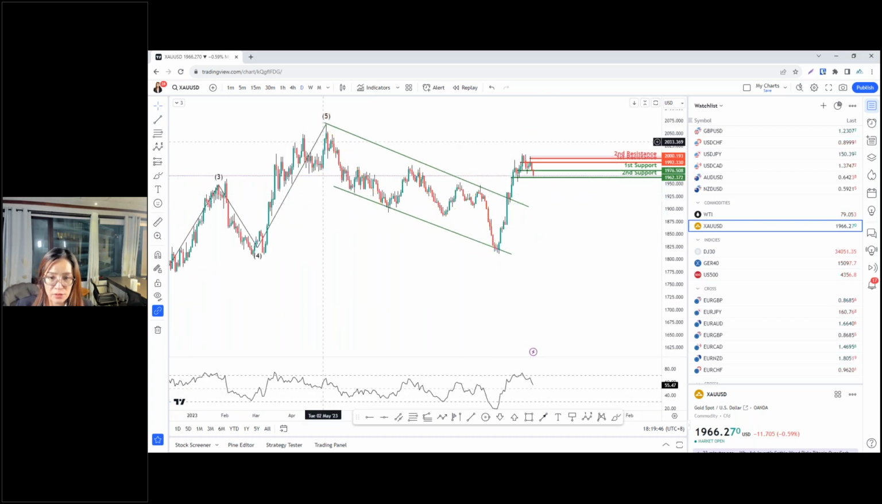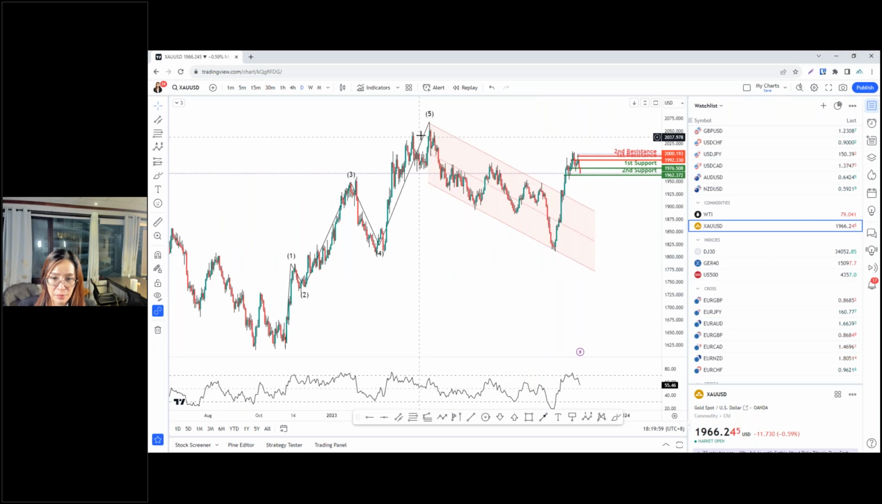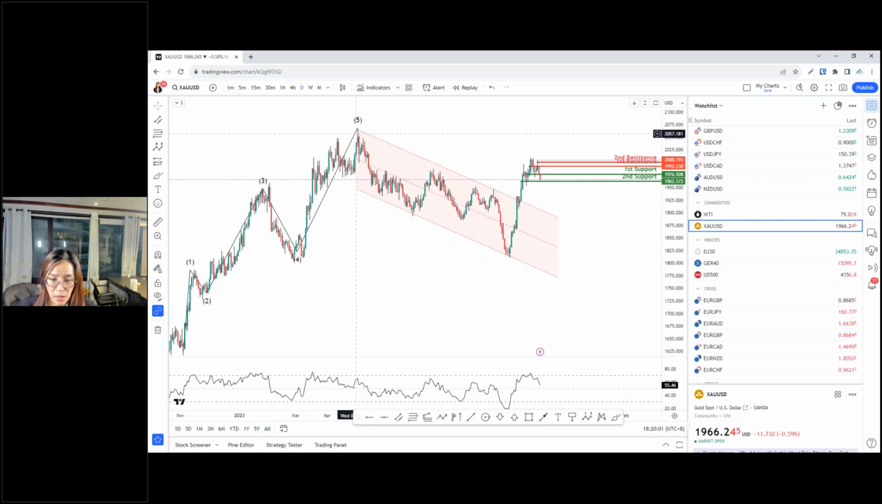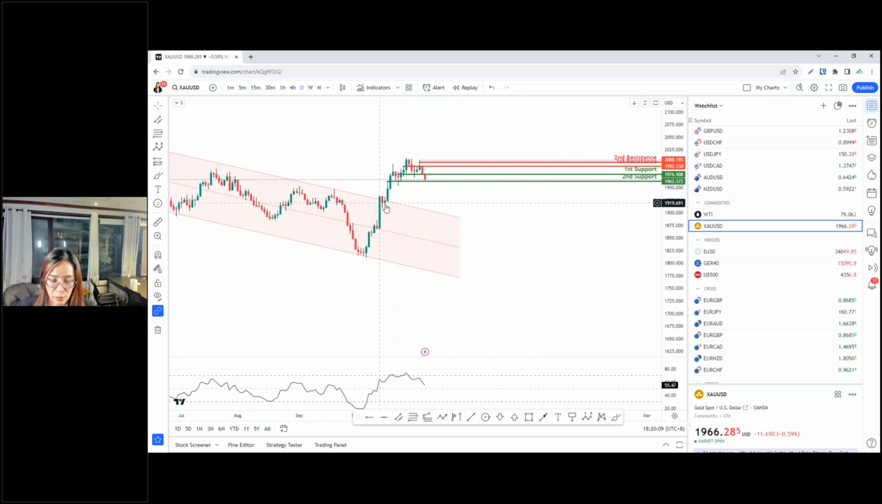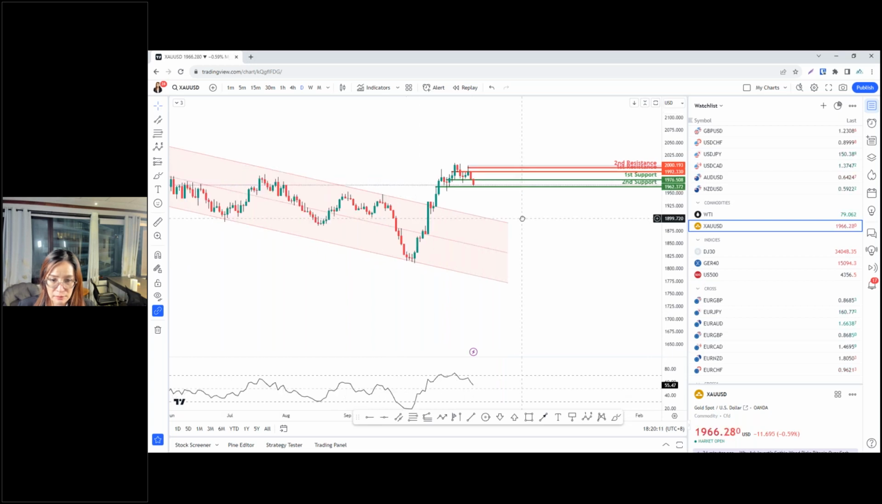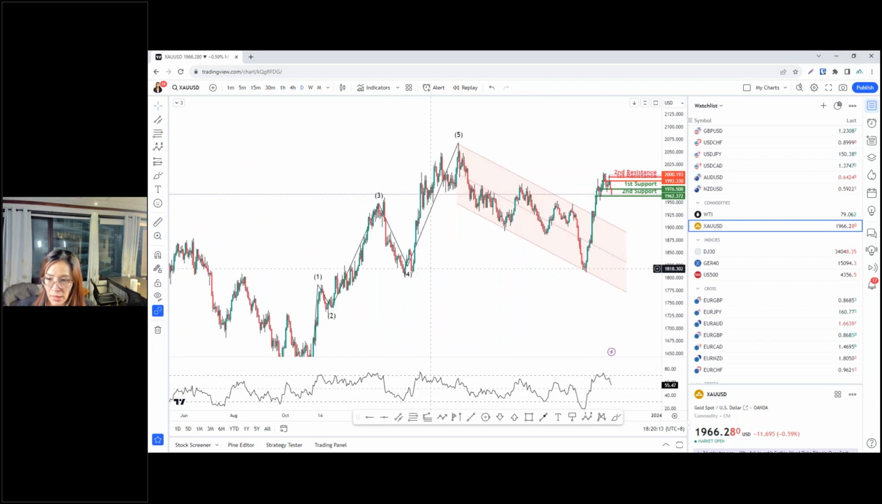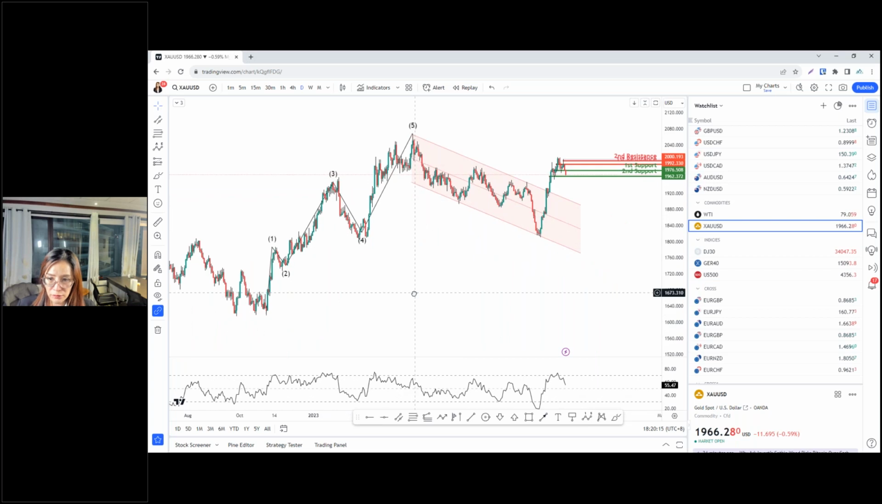If you don't count this wave, over here we just draw the channel line from here to here. What you can see is that in wave 5, price is falling within the bearish channel line, and then price breaks above it, meaning you wait for price to pull back and then you buy, right? I cannot find one for gold. I don't find any.